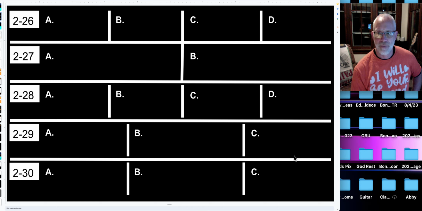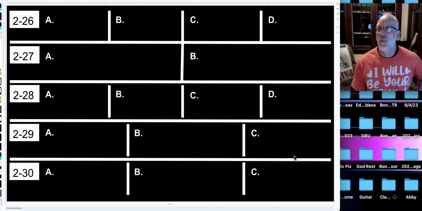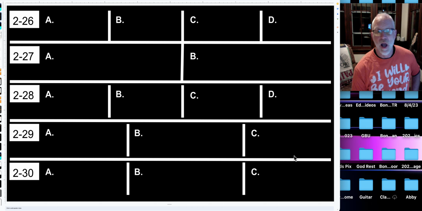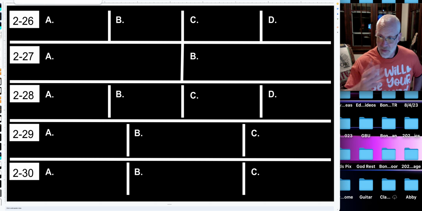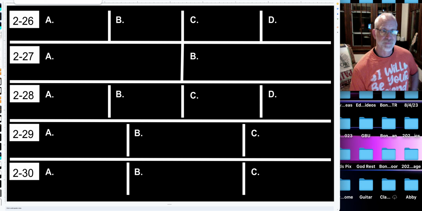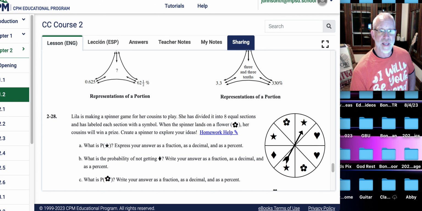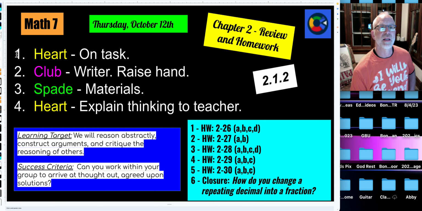Okay. Then we stopped them and we said, okay, one of you is a spy and you can kind of walk around and see what other groups are doing. And then we let them also look at the board to get ideas and to formulate some theories about what other groups were working on too. And that was it today. So that's what we worked on. We worked on homework 226, 227, 228, 229, and 230.